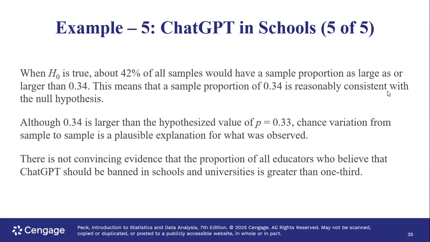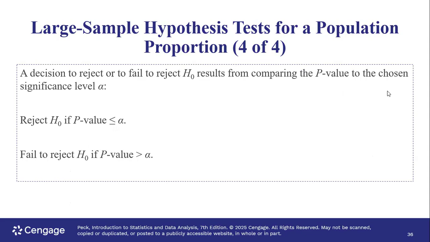So, we are not going to reject the null hypothesis, and therefore we are not going to support the alternate hypothesis, which states that p is greater than 0.33. Thus, there is not convincing evidence that the proportion of all educators who believe that ChatGPT should be banned in schools and universities is greater than 1/3.